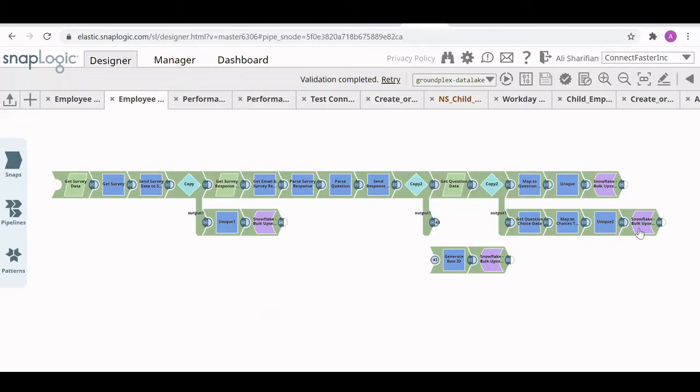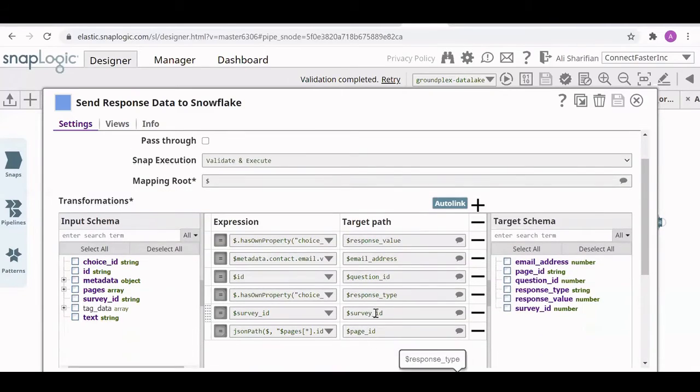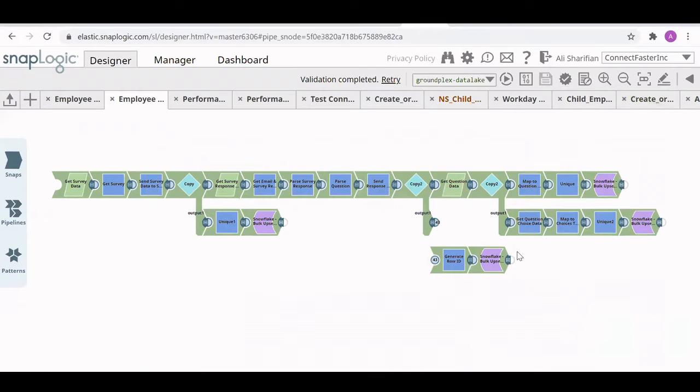And last but not least, you want to track the response. So basically, the response would contain the email address of the person that has filled out the survey, the response value, the ID of the question that the response is associated to, response type, is it multiple choice, is it free text, and the survey ID. And so all of this information is related to the other 3 tables. So it's definitely referenceable.